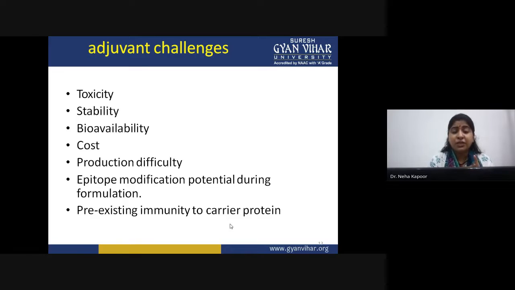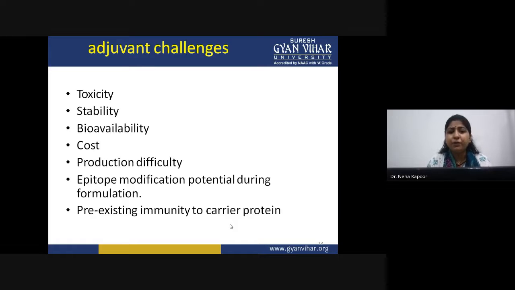Bioavailability, because it shall have such a potential that it controls the slow release of antigen, so that the bioavailability time of the particular vaccine shall be increased. However, we shall use such kind of adjuvant that the cost is not so high, because each and every person can afford it. Then is production difficulty. Production difficulty means we shall not use such kind of adjuvant for which the production is first of all very tedious and time consuming, and after that certain effects are quite difficult to control.